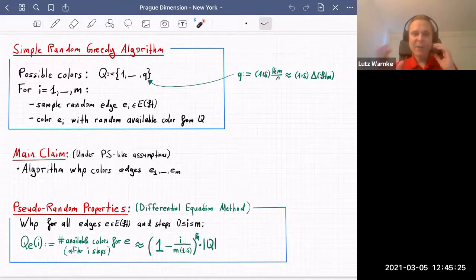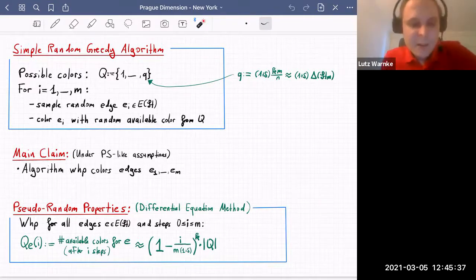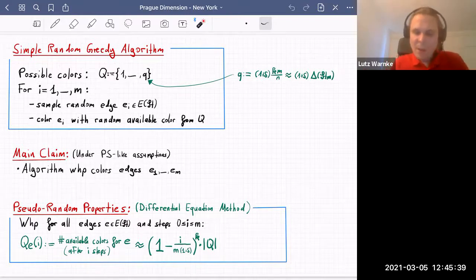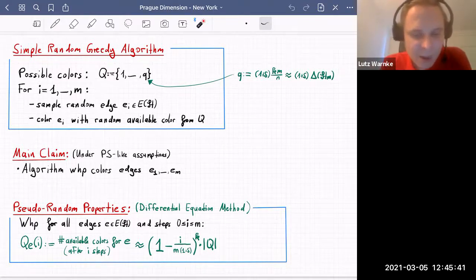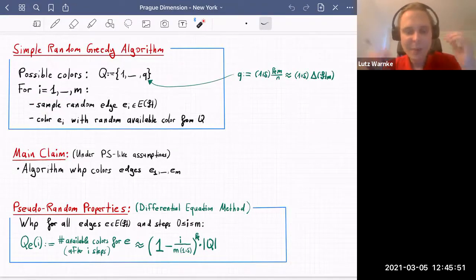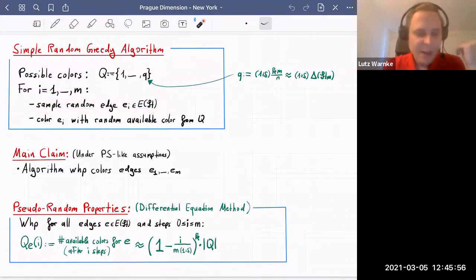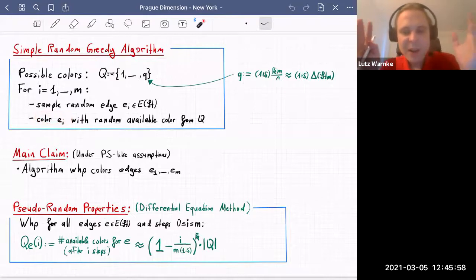So let me just show you how simple the algorithm is that we use. We use this very simple coloring algorithm, and I should highlight that this is actually different from what was used in the Pippenger or Spencer proof. They used a different approach than this greedy algorithm. So what is the simplest greedy algorithm you could imagine? You give yourself some set of available colors, and now in each step you look at one edge. Because we're looking at the random subhypergraph, you can just pretend that this edge was generated at random the moment you look at it. And then we color this edge with a random available color from Q.